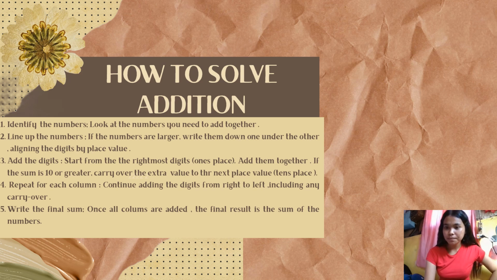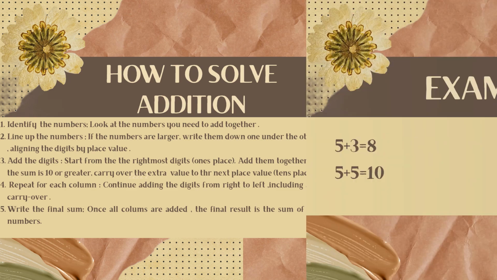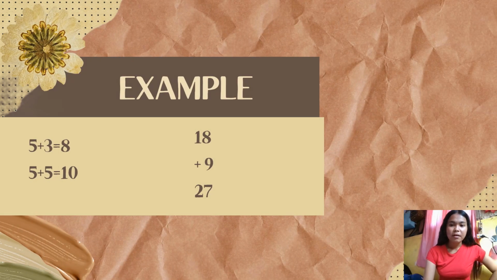So for example, 5 plus 3 equals 8. 5 and 3 are addends and 8 is the sum. So 5 plus 5 equals 10. So 5 added by 5 equals 10.